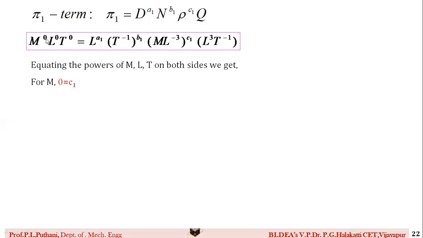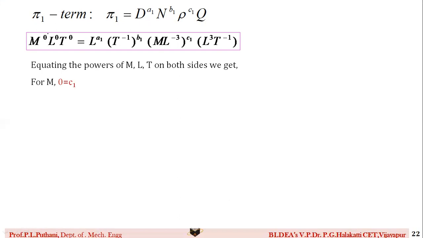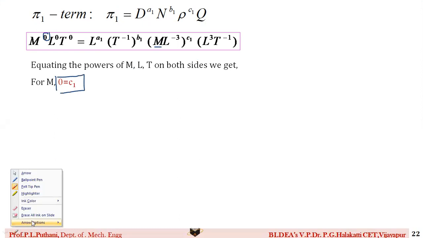With respect to M, if you observe, you can see directly here its value. On the LHS, the power of M is 0. Then we have only one M term here, and its power is 1 into c1, that is c1. So therefore the value we get is c1 is equal to 0.